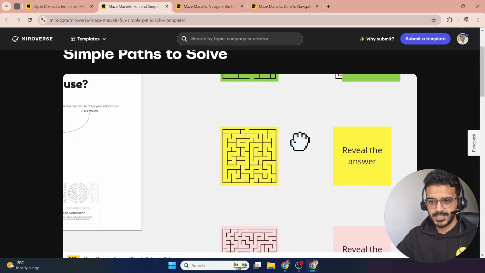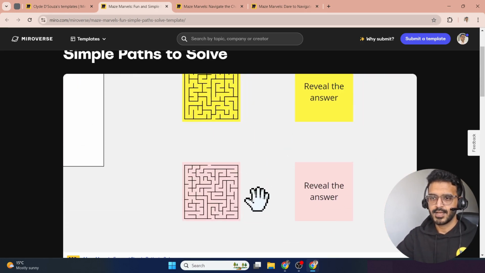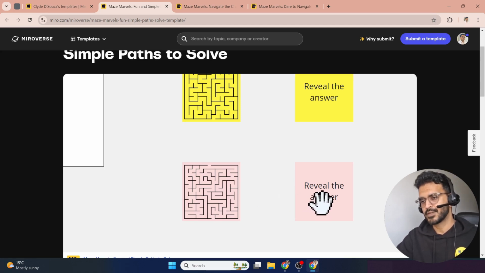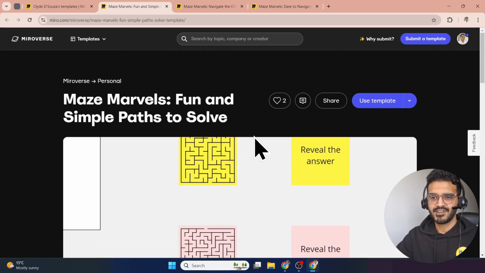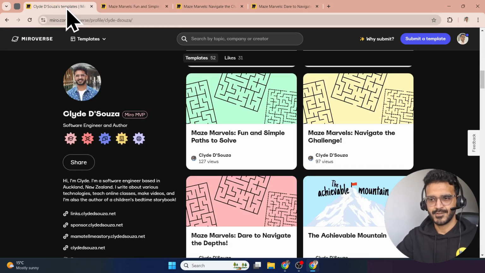So you can do the same for all of these three, and then of course if you've finished it, or if you can't do it, then you can reveal the answer by just moving this box. So that is Maze Marvels fun and simple parts to solve.